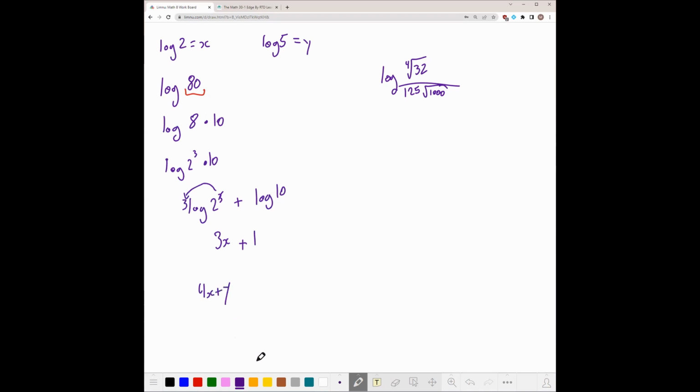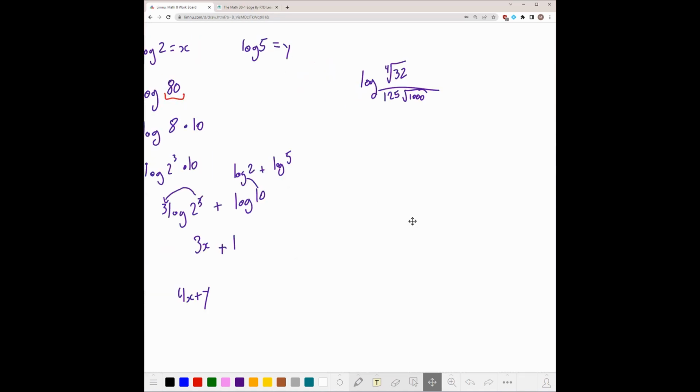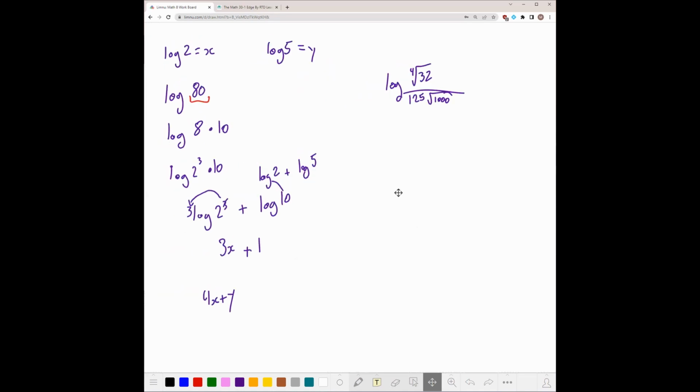And I'll tell you that, yes, that's possible because you could have said, well, log 10, that's log 2 plus log 5, because 10 is 2 times 5. And you'd be right. And so great, write your 4x plus y. See if I care. I like 3x plus 1. Both of them are right. And that should just kind of show some of the flexibility we've got here.